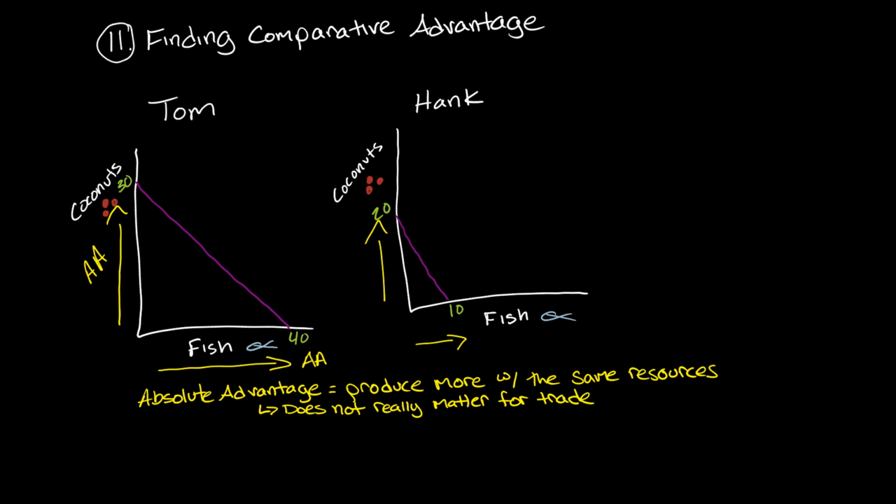Being better at producing something isn't what determines profitability, and it isn't what determines gains from trade. So while knowing who has absolute advantage is certainly nice, it's not really the relevant piece of information here. It's comparative advantage that we actually care about, and in order to solve for comparative advantage, we need to figure out the relative costs of fish and coconuts that Tom and Hank incur. So let's go ahead and do a real quick run through on that math and figure out what to do with that math once we already have it.